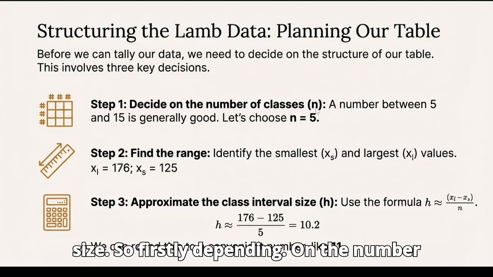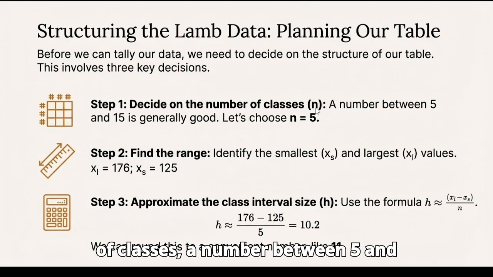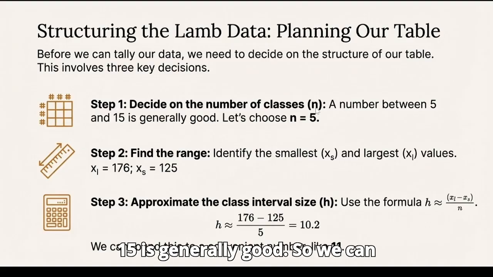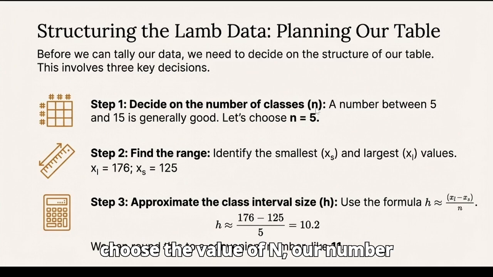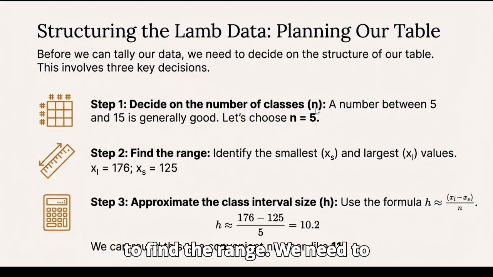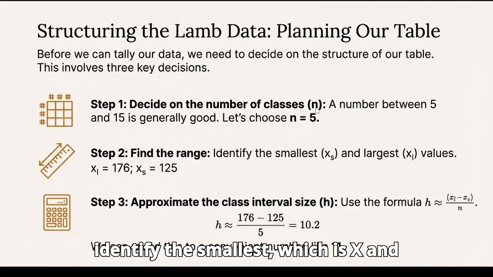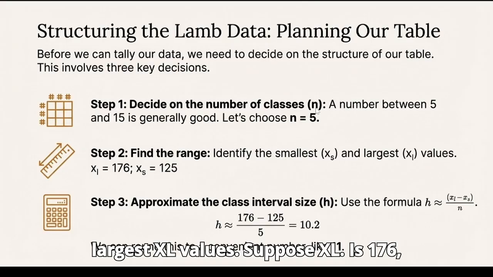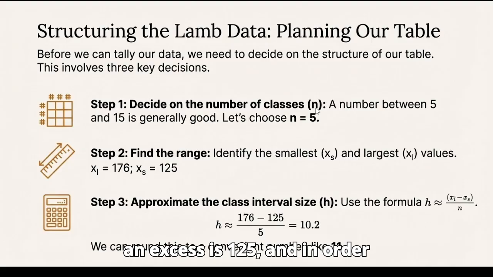So, firstly, depending on the number of classes, a number between 5 and 15 is generally good. So we can choose the value of n, our number of classes, as 5. And we need to find the range. We need to identify the smallest, which is xs, and largest, xl, values. Suppose xl is 176 and xs is 125.